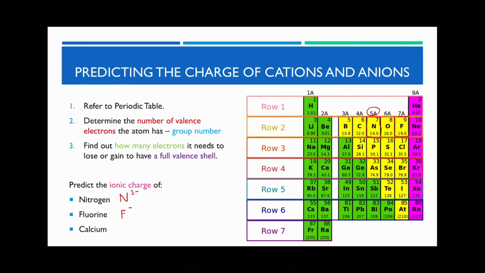And the final example is calcium. Calcium belongs over here. It belongs in group 2. Since it belongs in group 2, and metals often have a tendency to lose electrons, it's going to have a net charge of 2+ because it has 2 electrons in its outer shell. Therefore, it will lose these 2 electrons in order to become stable. Therefore, it has more protons than electrons, and therefore a positive charge.